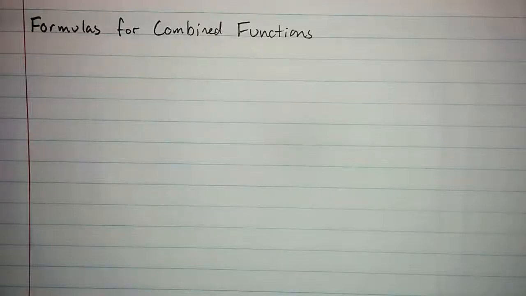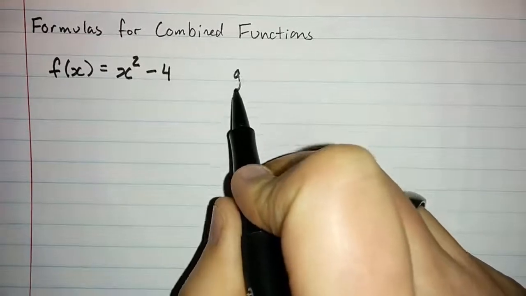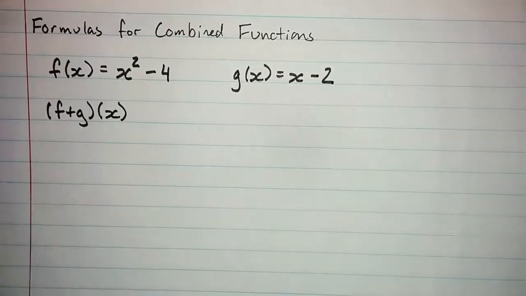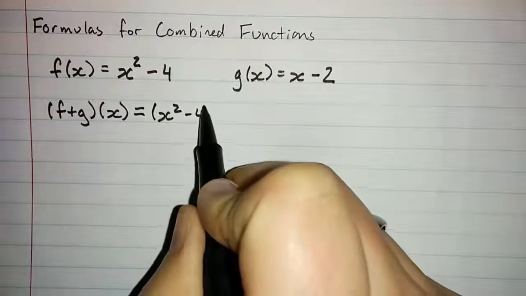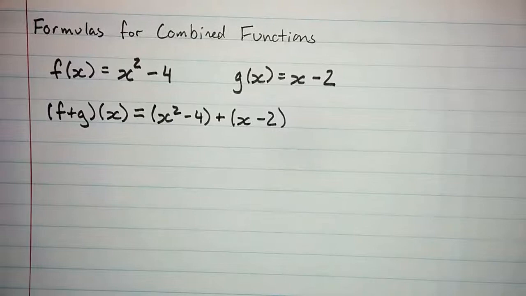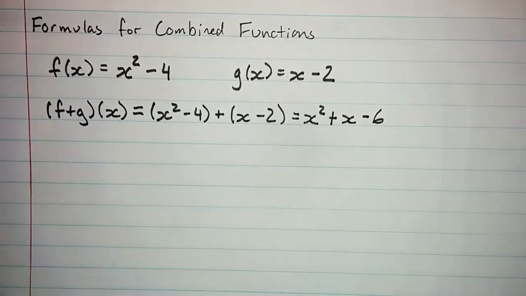Sometimes when we're interested in combined functions, we aren't just interested in specific points. Rather, we're interested in the actual formula. So for example, we might have f of x is x squared minus 4 and g of x is x minus 2. Then f plus g of x would be x squared minus 4 plus x minus 2. We can work out what that is. That's x squared plus x minus 6.